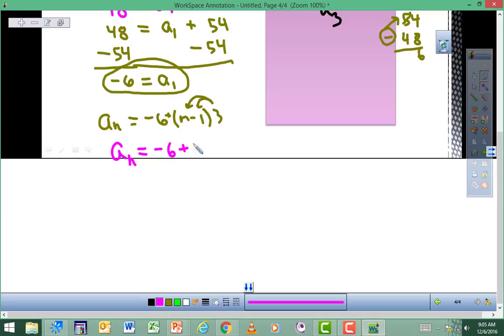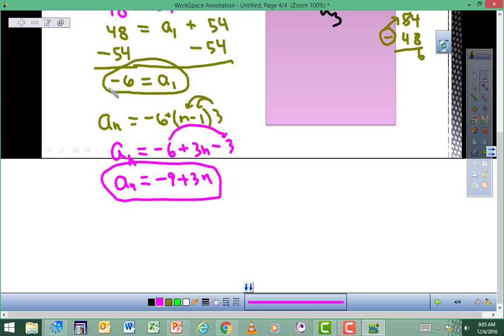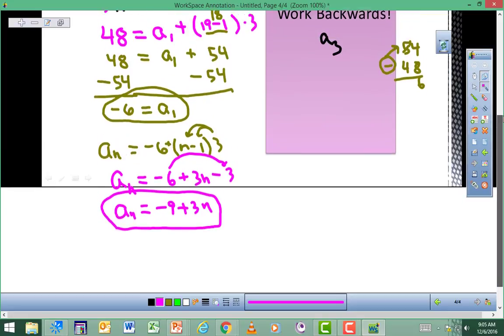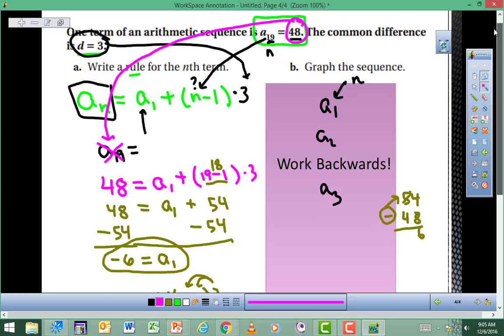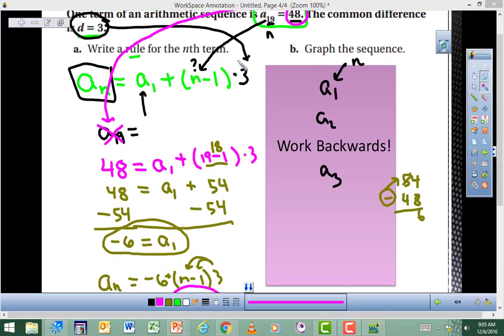Alright, so plus 3n minus 3, right? We distributed. And now what we do is combine these two, right? Please tell me you can do that. It's negative 9, right? Plus 3n. And there we have our general term now. Now, by the way, once we have the general term, then we can find any of the terms of the sequence, right? So did they ask for some other term? They said write a rule for the nth term.